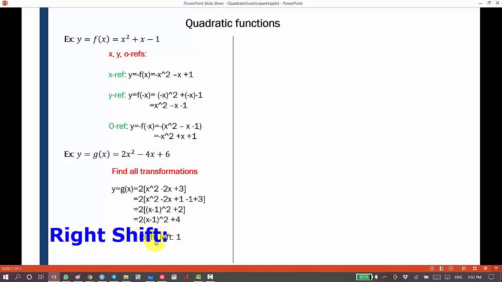Hence, we have a right shift of 1 unit, upwards shift by 4 units, and shrinking by 2 units.